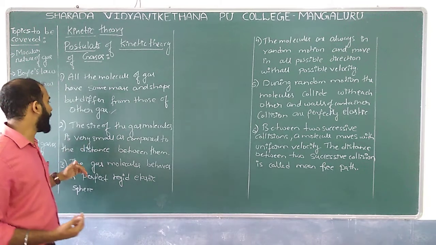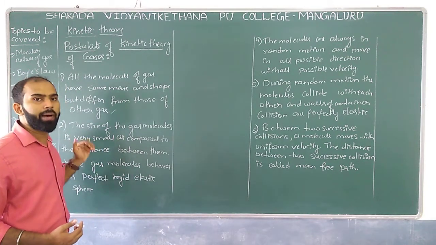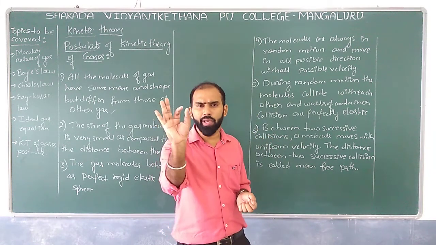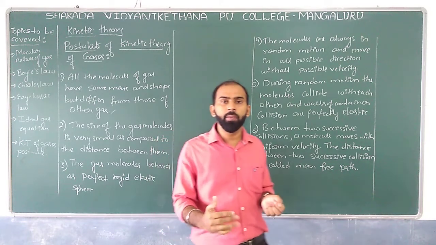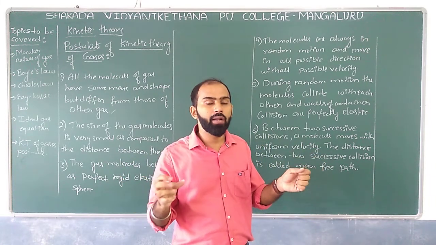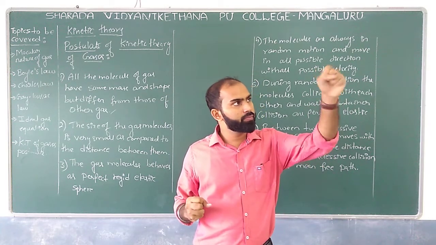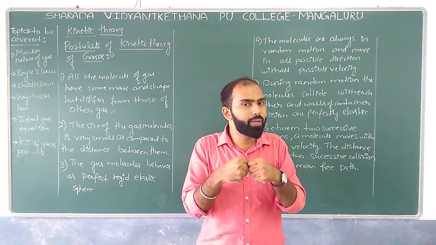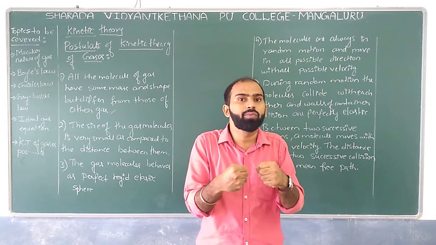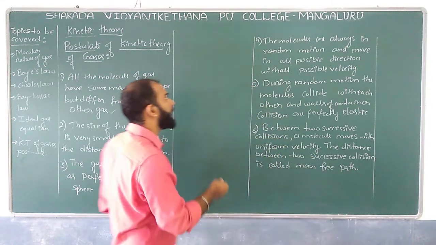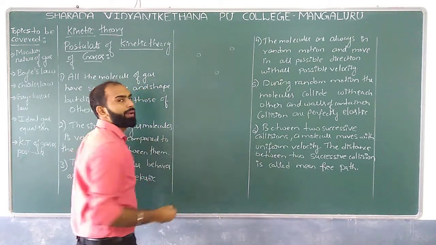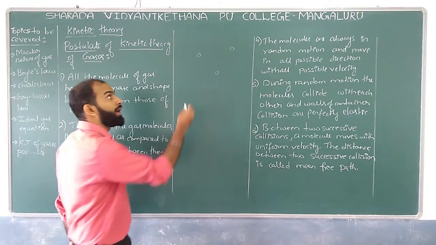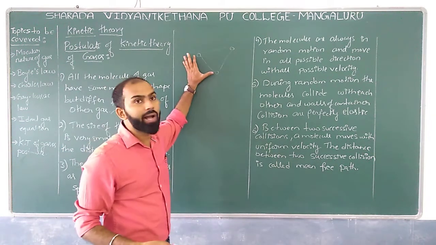Similarly, you see the next one: the size of the gas molecules is very small compared to the distance between them. For example, whenever we speak about a gas, what comes to your mind? Obviously, the gas molecules are widely spread all over. Think about a solid: the molecules are tightly bound. In a liquid, they are less tightly bound than in a solid. But in a gas, they are loosely bound, widely spread. The size of the gas molecules is negligible with respect to the interatomic distance between them. So the distance is large compared to the size.